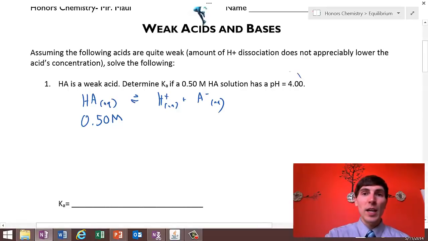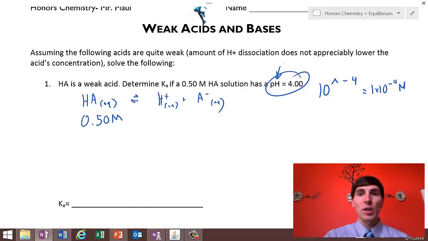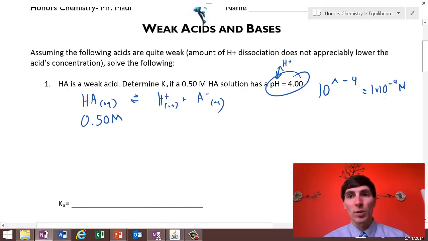So what we have to do is take our pH and figure out what our concentration of H is, because pH is just a way to tell me the concentration of H. So I'm going to take 10 raised to the negative 4. It's going to give me my H plus concentration, which is just 1 times 10 to the negative 4th moles per liter. Simple enough. So this is my concentration of H in solution, 1.0 times 10 to the negative 4th moles per liter.